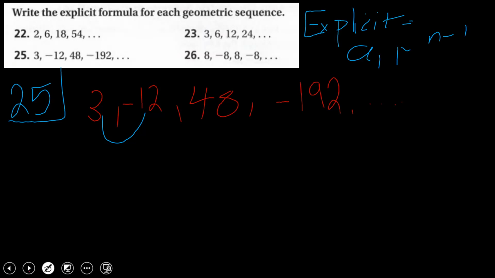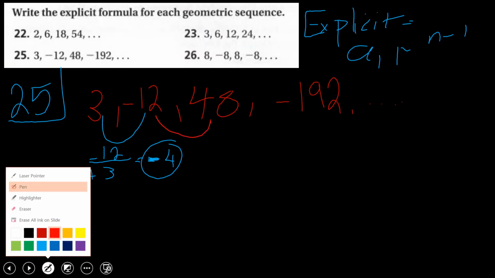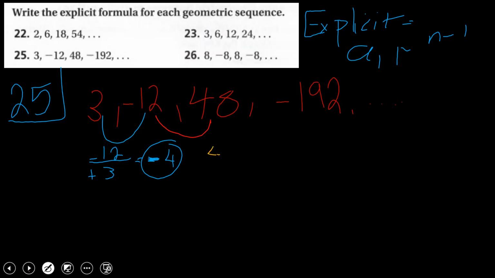How can I find the ratio in the geometric sequence? By dividing each term by the previous term. Negative 12 over 3: negative over positive is negative, and 12 over 3 is 4, so the answer here is negative 4. Let's now divide 48 by negative 12. Positive over negative is negative, and 48 over 12 is 4 also. So the ratio here is negative 4.